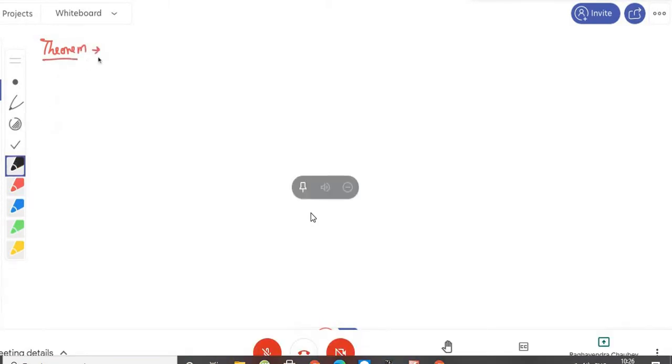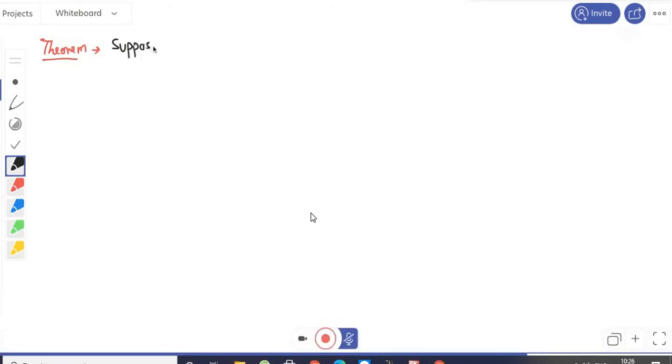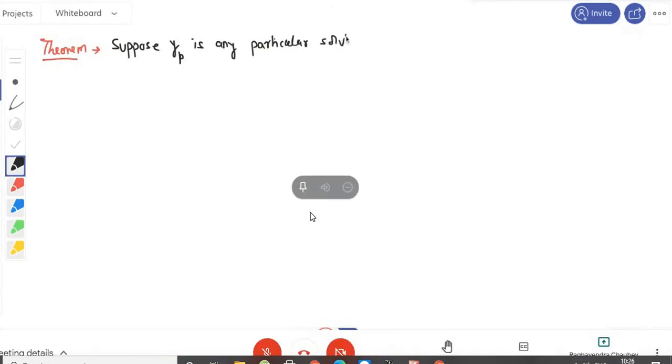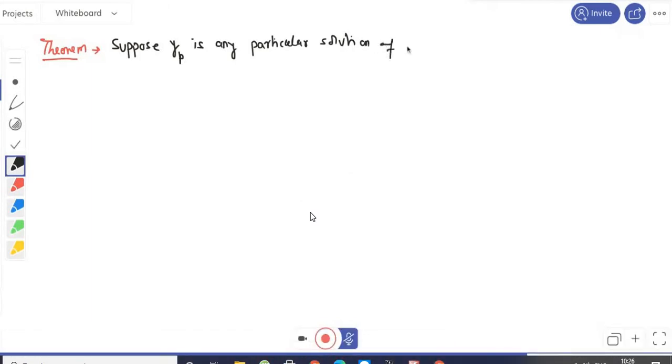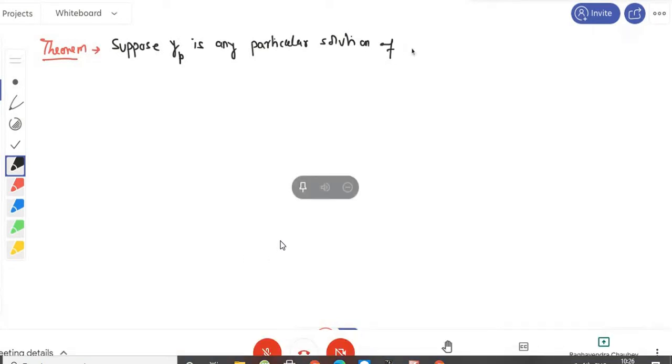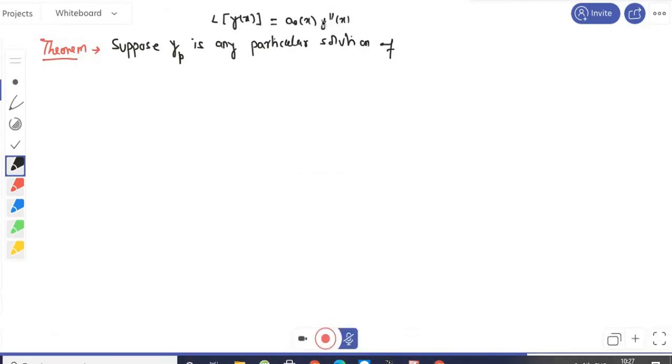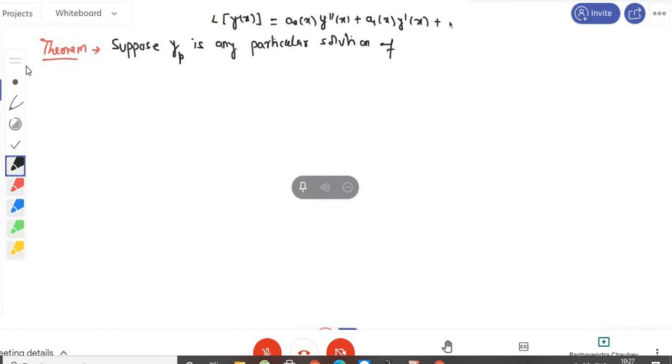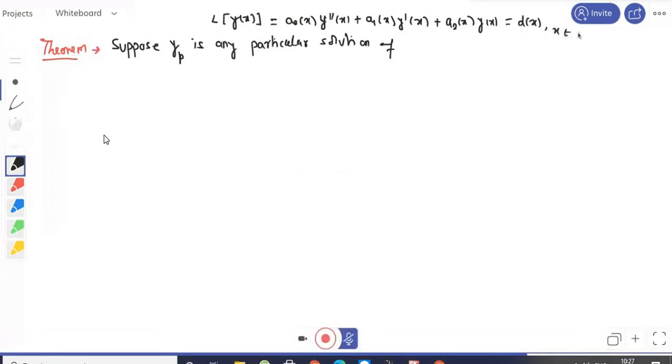So we write this as a theorem, and this theorem says that if we suppose y_p is any particular solution of your differential equation, and if we write this differential equation with a linear operator, L y equals y double prime of x plus a1(x) y prime of x plus a2(x) y(x), and let's say this equals d(x), where x belongs to an interval I, and say this is the equation double star.